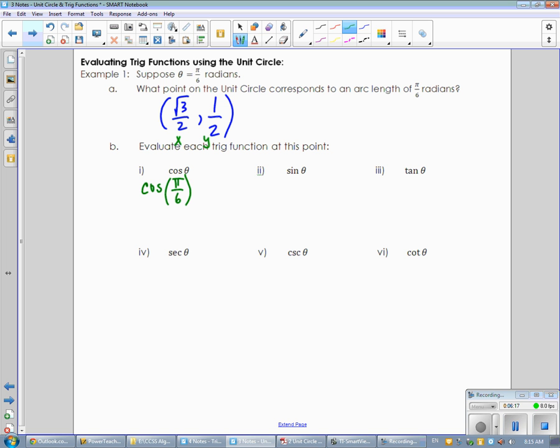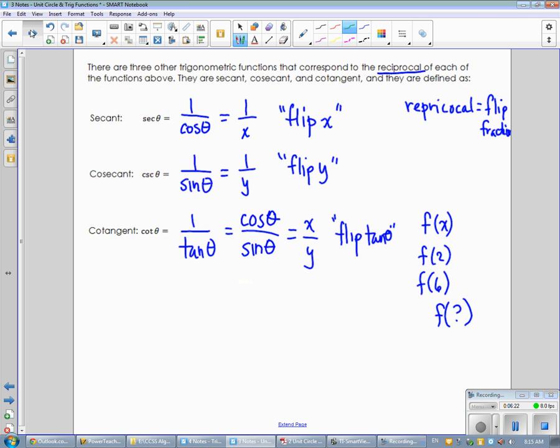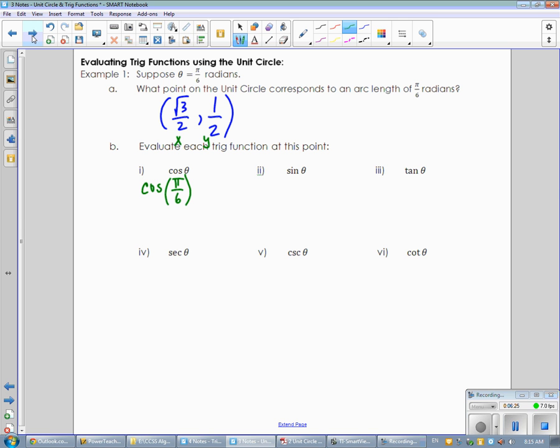Well, if we go back, we said that the cosine is simply the x value of that point. So the cosine of pi over 6 is simply the square root of 3 over 2. That's pretty straightforward. The sine of pi over 6 is just going to correspond to the y value, and the y value of this ordered pair is just 1/2. The tangent, now this is where you have to do a little bit of math.